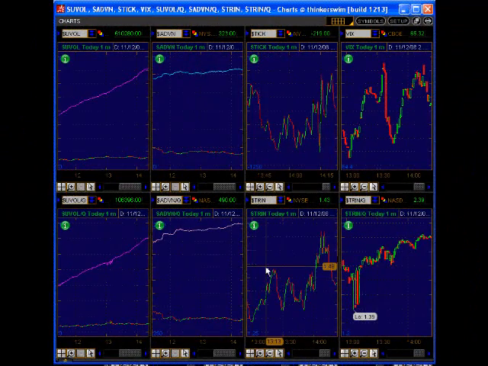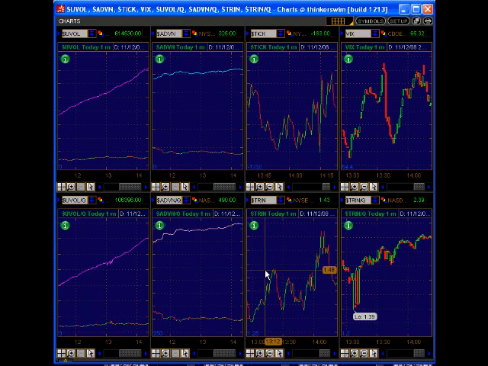Okay, what we have here is a charting layout that I have in my Thinkorswim platform, and what we really want to pay attention to is what's going over here. We do have tick and trend Q on the NASDAQ and VIX, but what I really pay most attention to are the four over here.